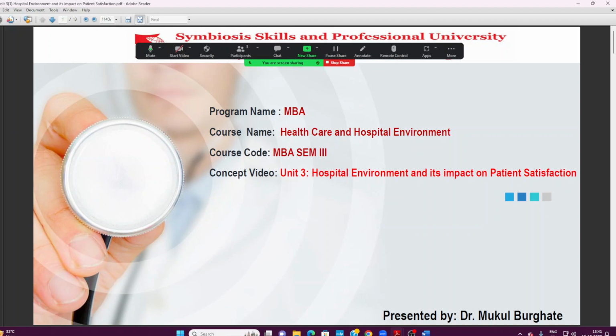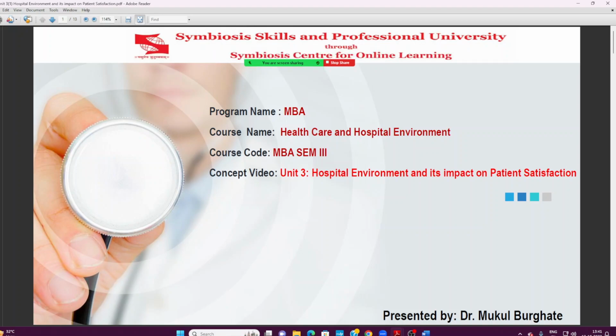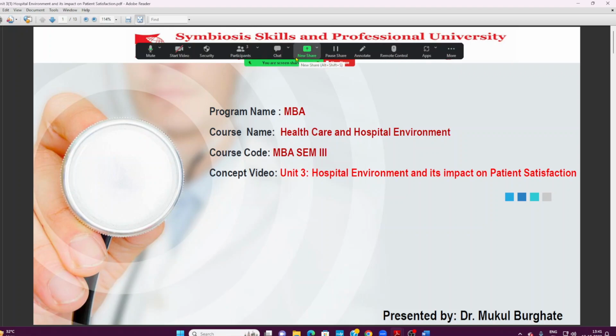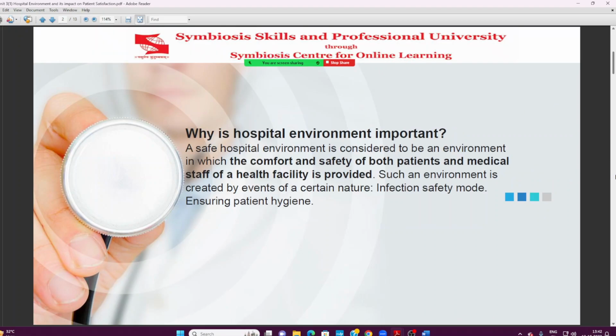Unit 3 talks about hospital environment and its impact on patient satisfaction. Earlier also we have seen what a hospital environment was, what attributes or characteristics constitute the hospital environment and how it impacts the patient. Like we have seen noise, we have seen disposal of waste, and how, if this is done correctly, it is going to impact the patient's satisfaction. This is unit 3. So let me take you to the first slide.